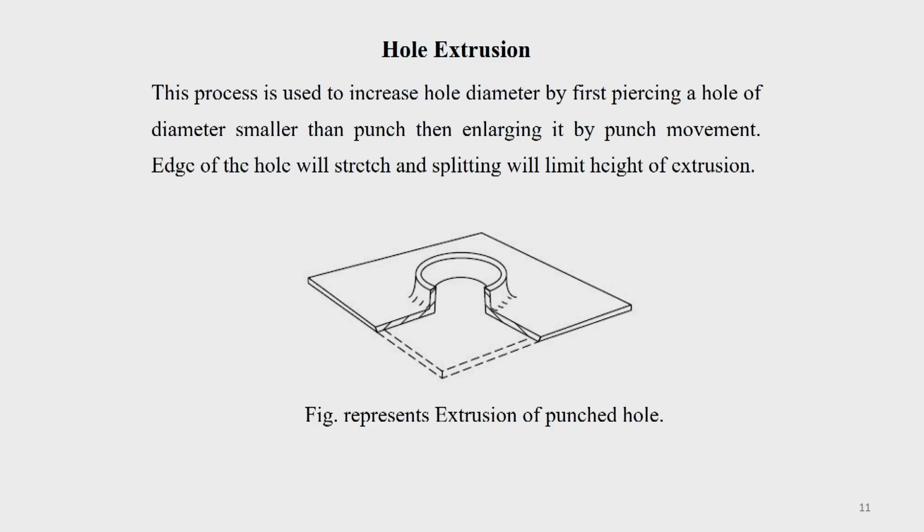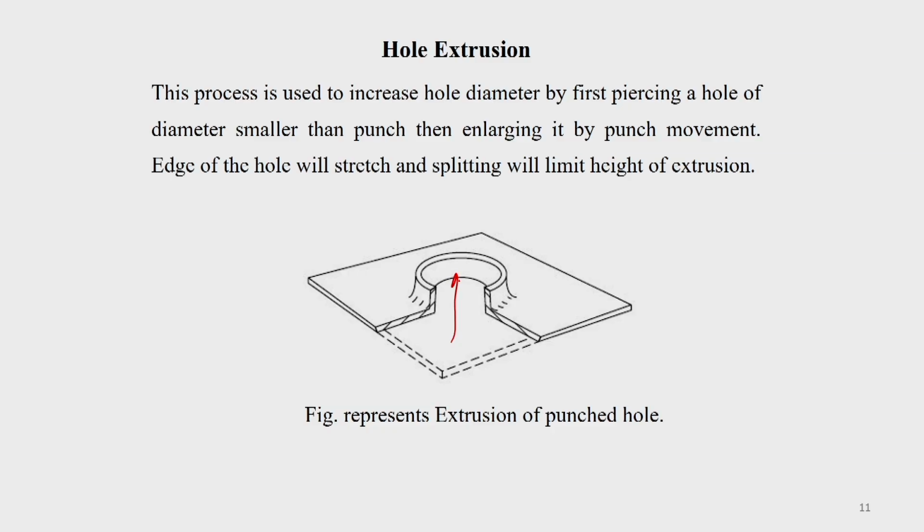Another method is hole extrusion. You want a hole, but it has to be like an extruded part also. Okay. So, in this you first have to pierce a hole, and the size of that piercing hole will be less than the final size that you wanted. The diameter will be less than that.